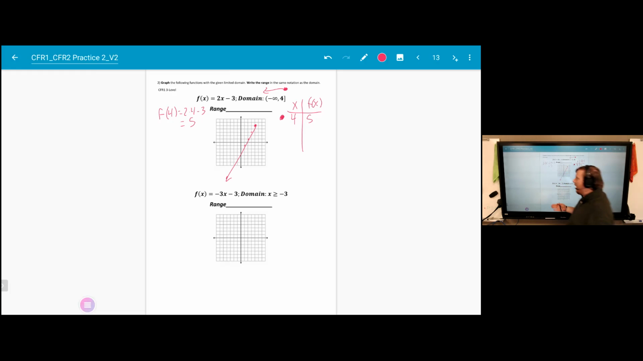And if I write the range, the lowest value I have in the range is negative infinity. And the biggest value I have in the range is 5. It can equal exactly 5, but it cannot equal negative infinity. So now you've seen 2 examples of CFR1 and CFR2 and the 3-level example for CFR1.